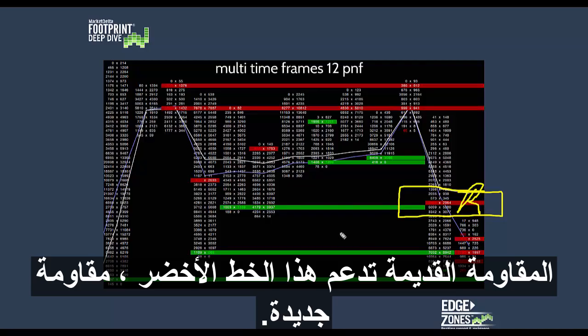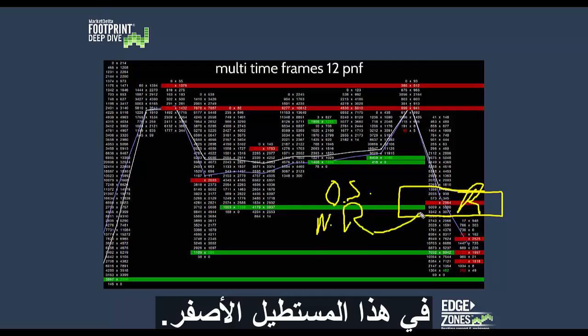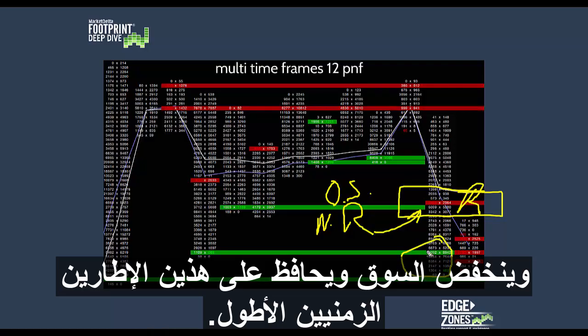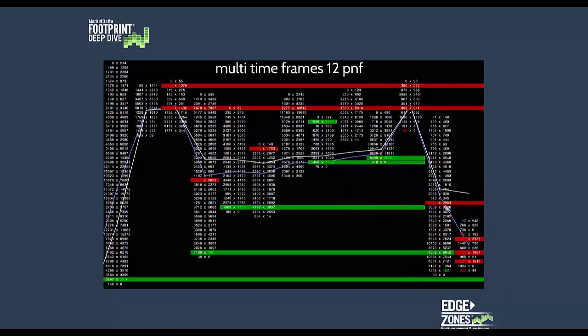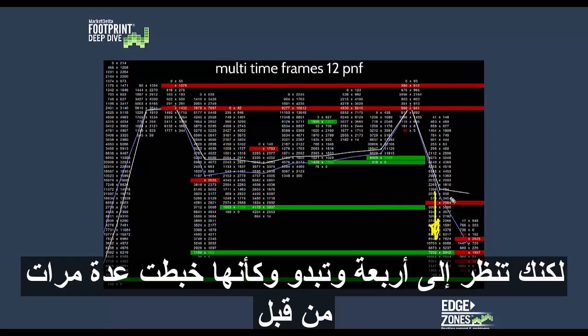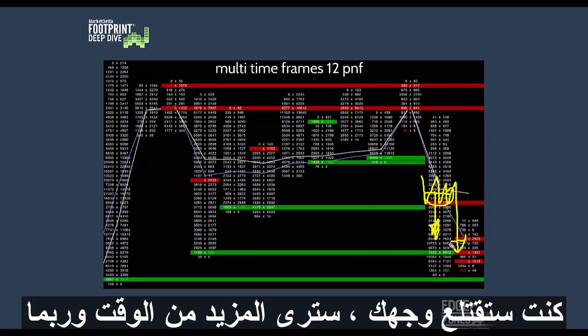Resistance. Why? Old support, this green line, new resistance. Right in this yellow rectangle. And the market comes down and holds these two. Longer time frame. But you'll find it interesting when you see a 12 on a 12 P&F chart, it just gets ripped through. But you look at a 4 and it banged off it a couple times before you would have got your face ripped off.